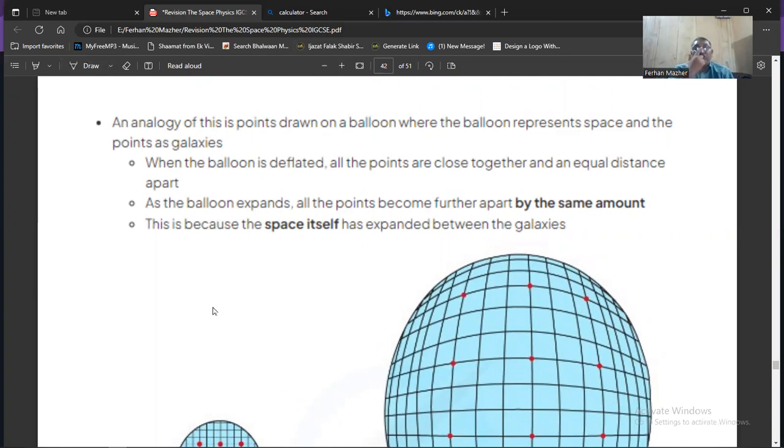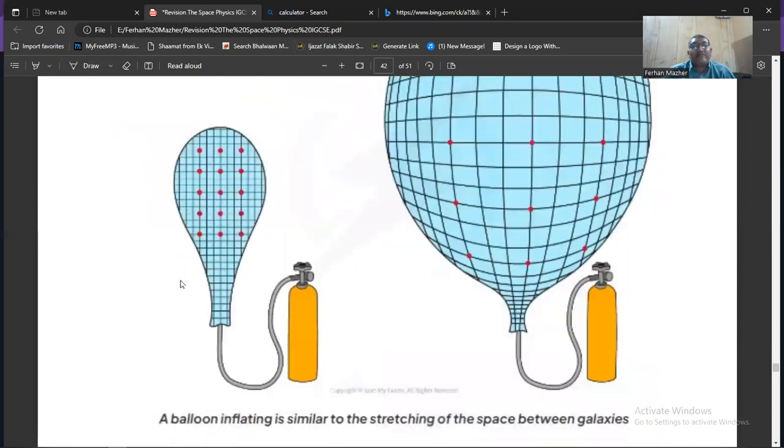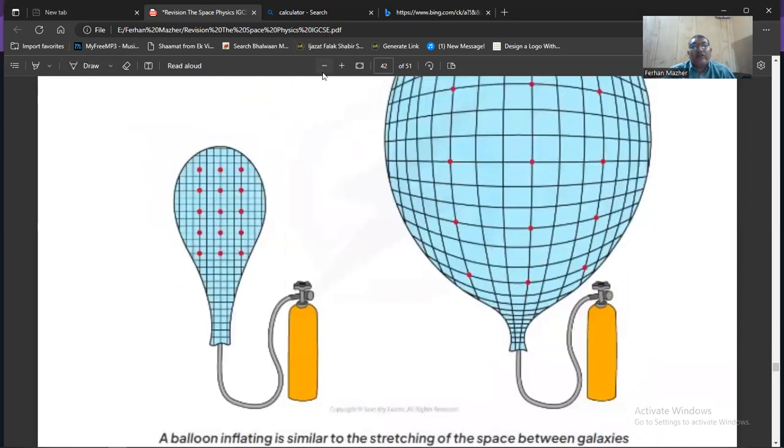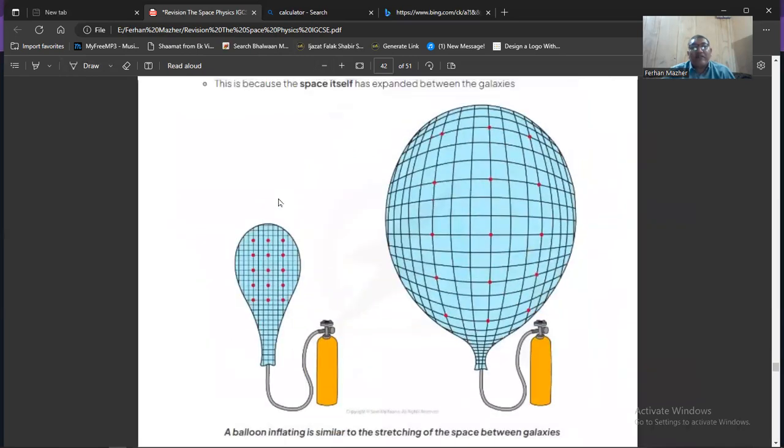When the balloon is deflated, all the points are close together and an equal distance apart. As the balloon expands, all the points become further apart by the same amount. This is because the space itself has expanded between the galaxies. So I hope you understand this.